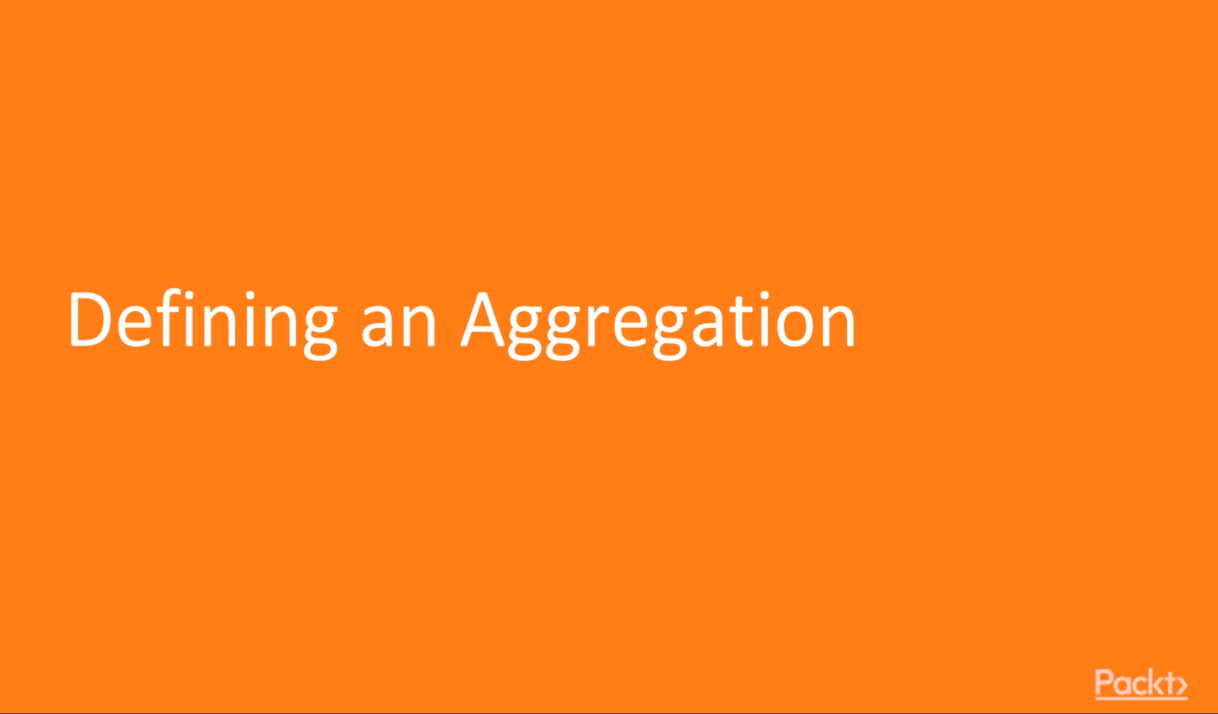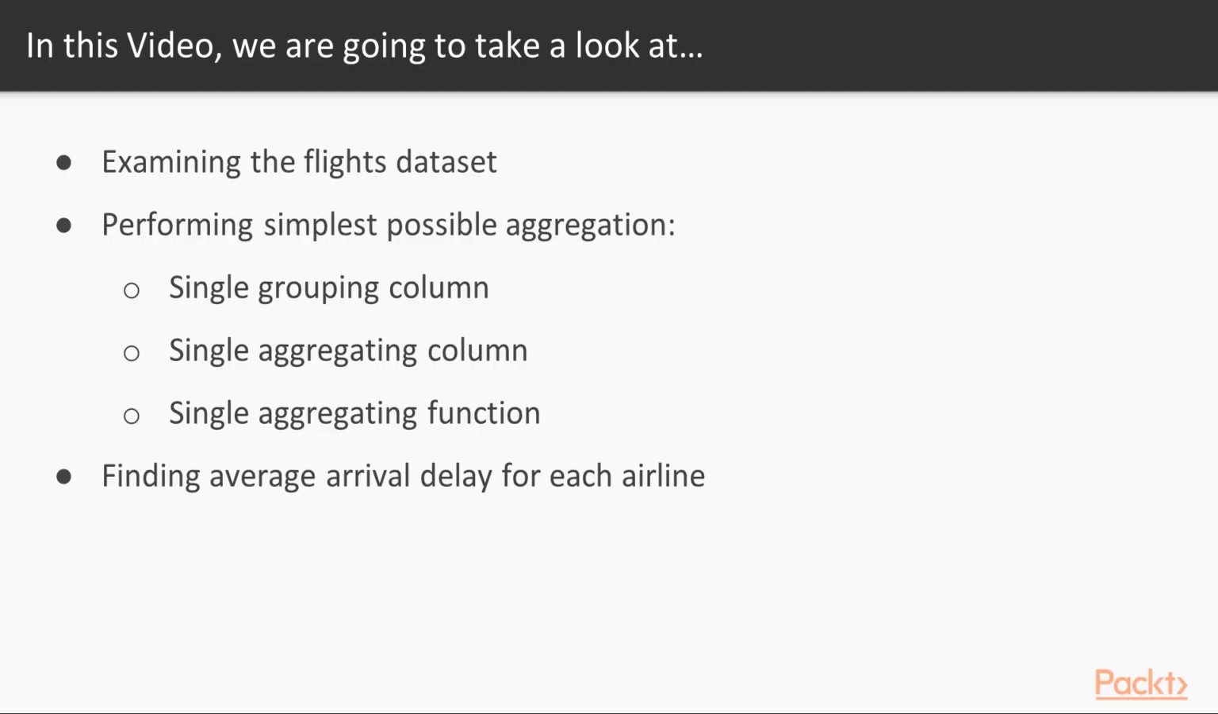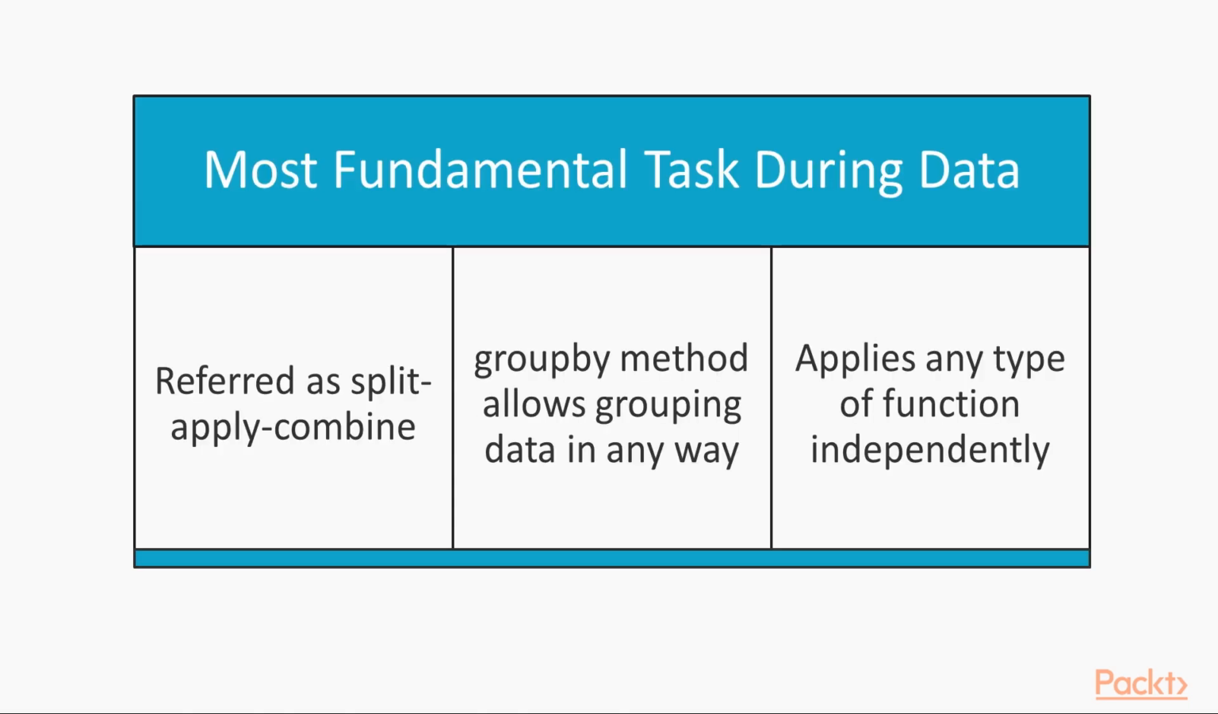Let's take our first step by defining an aggregation. In this video, we will examine the flights dataset and perform the simplest possible aggregation involving only a single grouping column, a single aggregating column, and a single aggregating function. We will find the average arrival delay for each airline. Pandas has quite a few different syntaxes to produce an aggregation, and this video covers them.